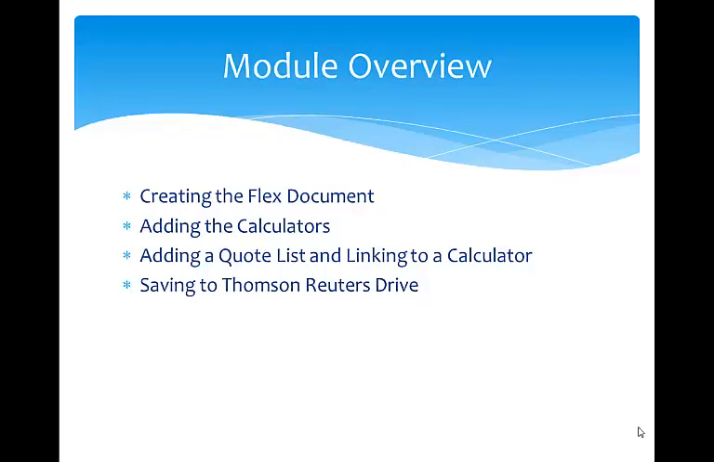To begin, let's take a look at the main elements that will comprise the process of creating our Eikon bond calculator flex document. First, we'll touch upon how to create the flex document. Next, we will look at adding the calculators to frames in the flex document. After that, we will take a look at adding a quote list and linking that quote list to calculator in the flex document. And finally, we will have a look at saving the flex document to Thomson Reuters drive.